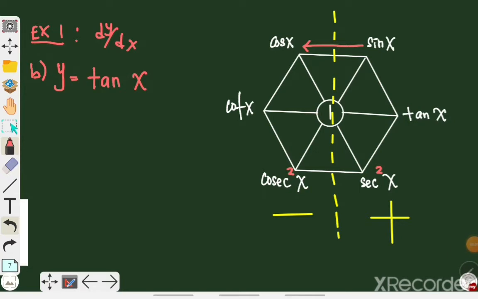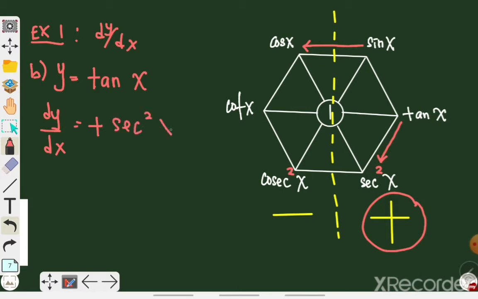Second example, B: how to differentiate y equals tangent x. We use this hexagon. Differentiate tangent x, dy dx equals, tangent is located on the positive side, so this is positive. The answer is secant square x.